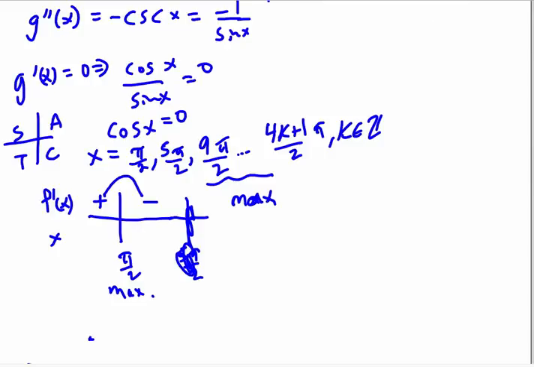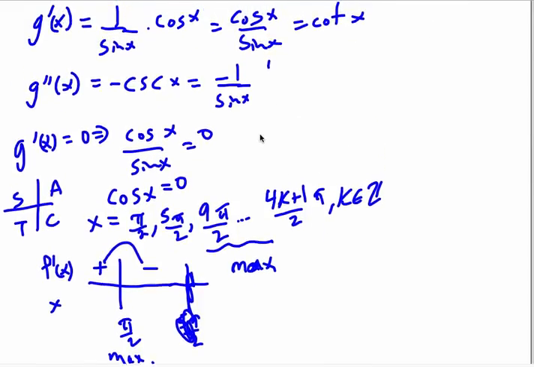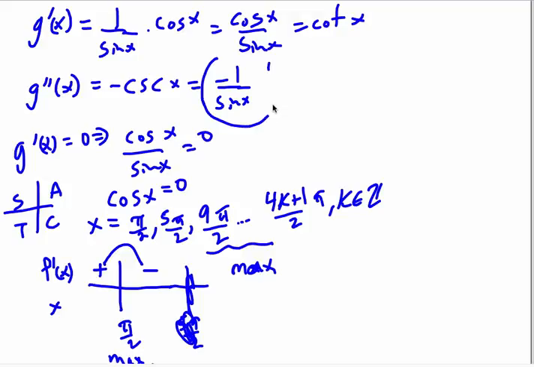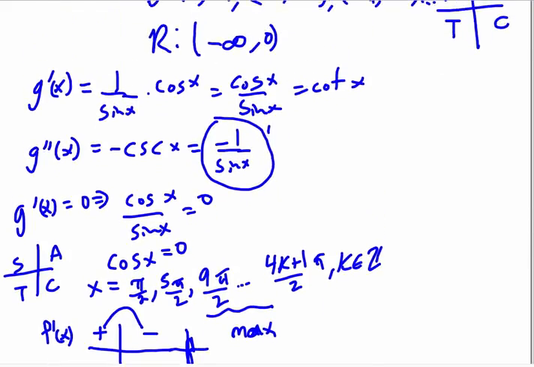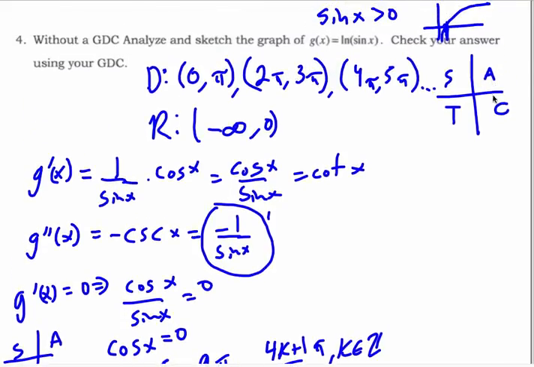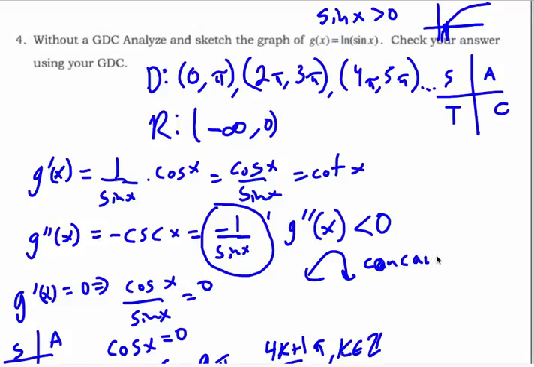Let's look at the second derivative now. Let's just pop back up to the second derivative. Remember our domain. Our domain is just here, right? So sine is always positive. That means our second derivative, because it's negative 1 over sine squared, is always going to be negative, or less than 0. So that means everywhere on the function is going to be concave down.